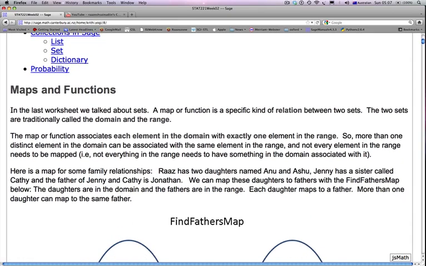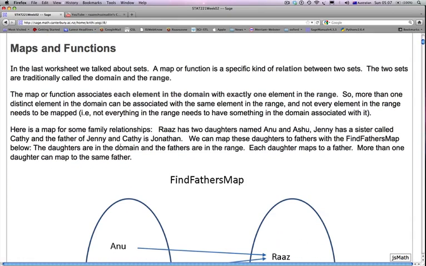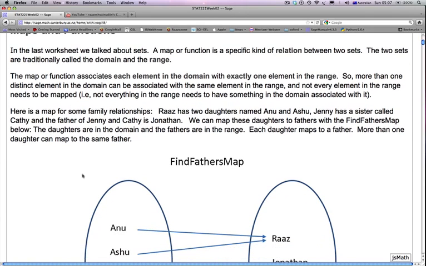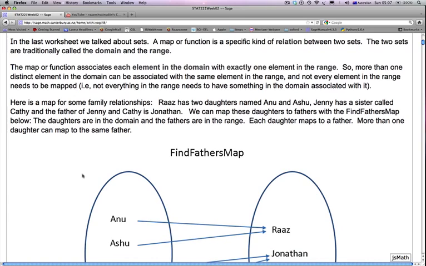So in the last worksheet, we talked about sets. Remember, a set is a collection of distinct objects. Now, a map or a function is a specific kind of relation between two sets. These two sets are traditionally called the domain and the range. The map or function associates each element in the domain with exactly one element in the range.